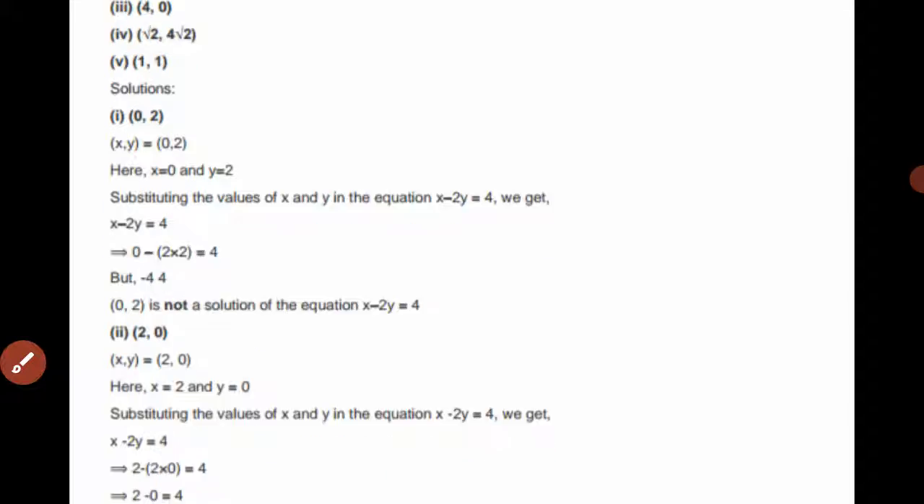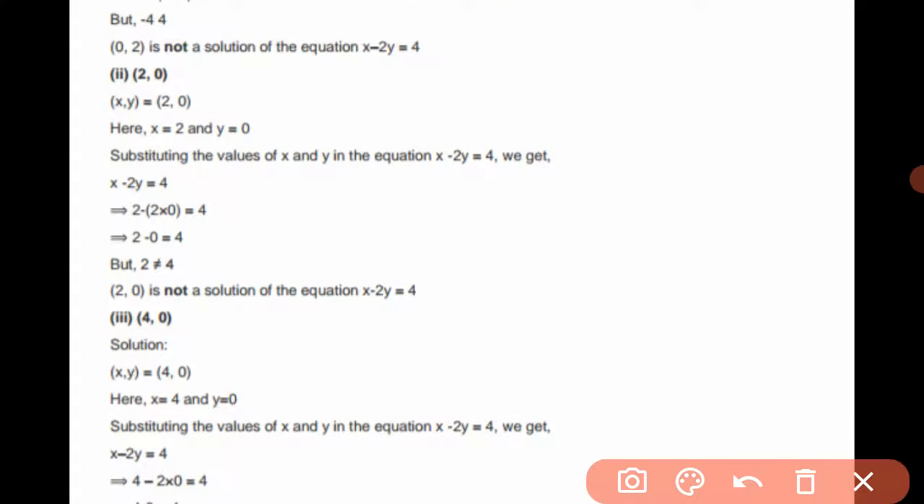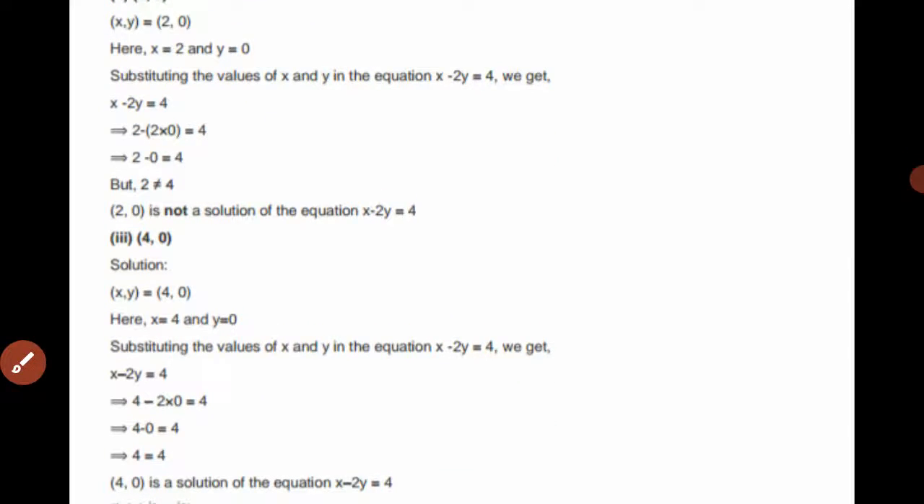In the second case we have (2, 0). When we put the values of x and y in the given equation, we get 2, but 2 is not equal to 4, therefore (2, 0) is not a solution of the given equation.